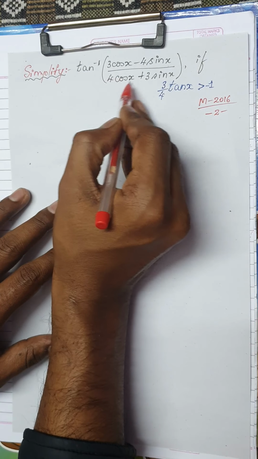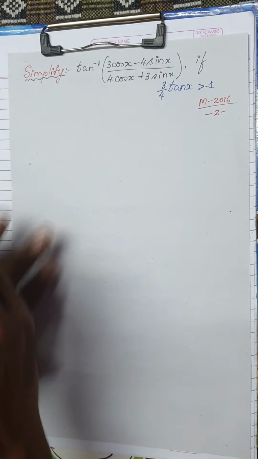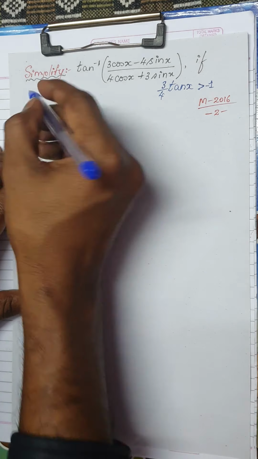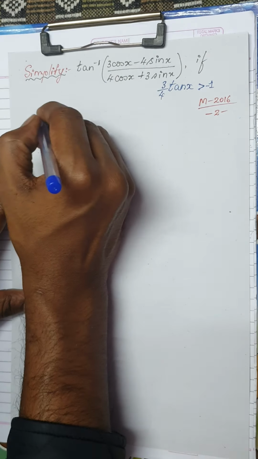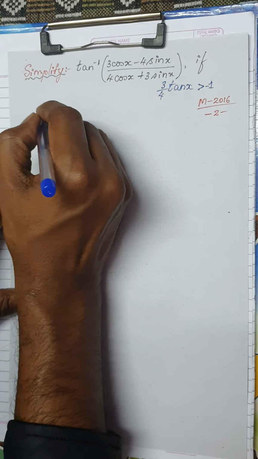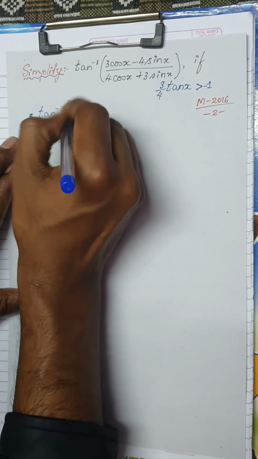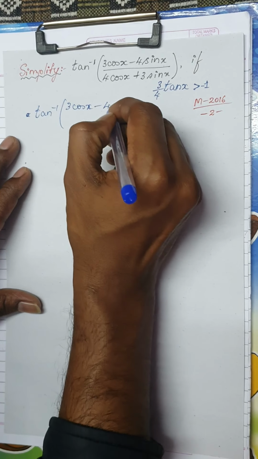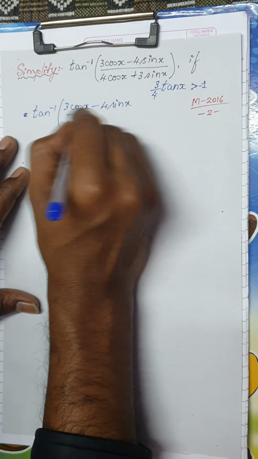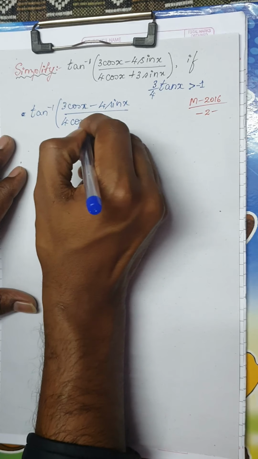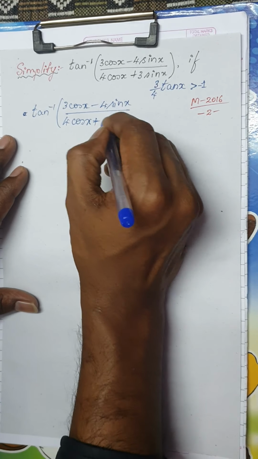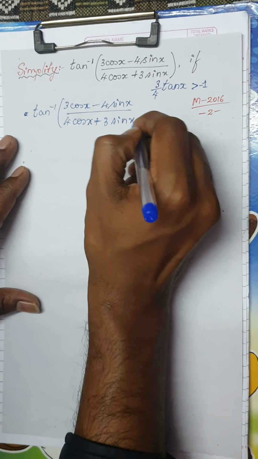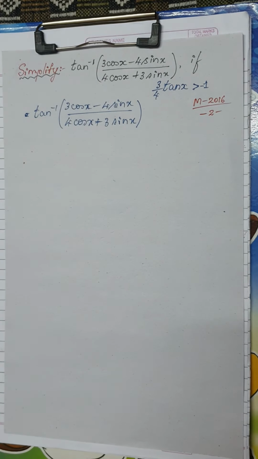Now what I am going to do is divide both numerator and denominator by this term. Remember, the term is 4 cos x. Let me write the question once: tan inverse of (3 cos x minus 4 sin x) divided by (4 cos x plus 3 sin x). So this is the question he has given.